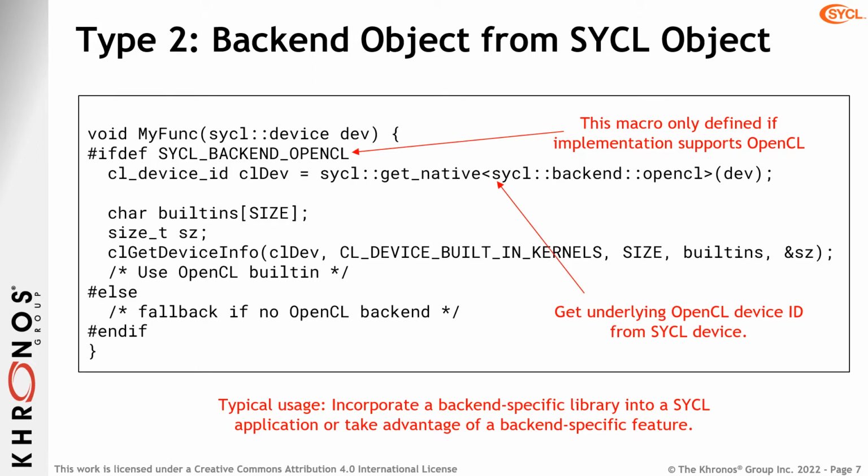The last thing I want to point out on this slide is the use of the SYCL backend OpenCL macro. As I mentioned earlier, an implementation of SYCL may not support all backends, and this can reduce your code portability if you use these backend interop. You can regain some of that portability, though, by enclosing your backend specific code in an ifdef like this. However, then you need to have an else clause with some fallback code in case the implementation doesn't support your particular backend.